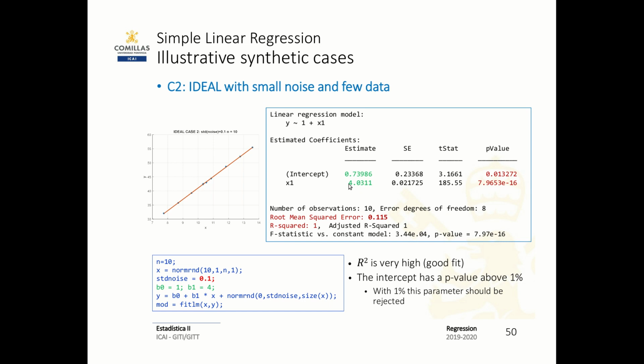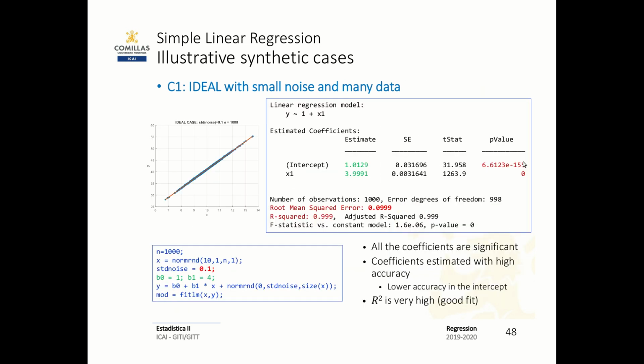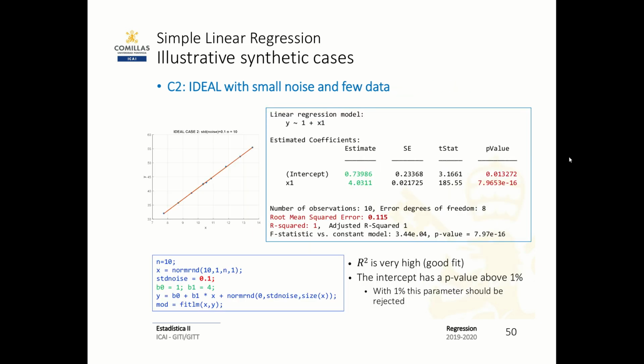And for B1, the estimate is relatively good, and the p-value for beta 1 is very good, but the one for beta 0, although significant, has deteriorated a lot compared to the one where you have a lot of data. So with less data, what comes out is that it is more difficult to show that your parameters are significant. Still, the root mean square error is relatively close to the true standard deviation value.